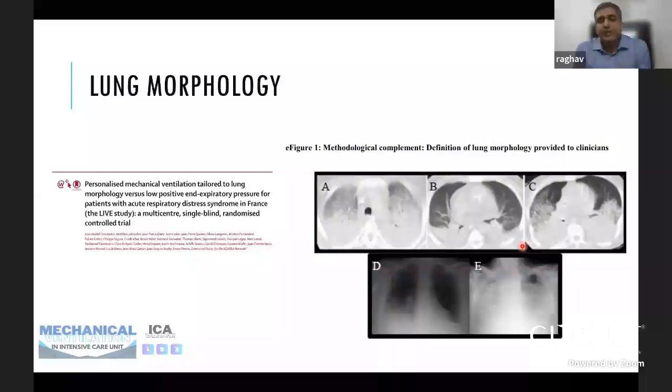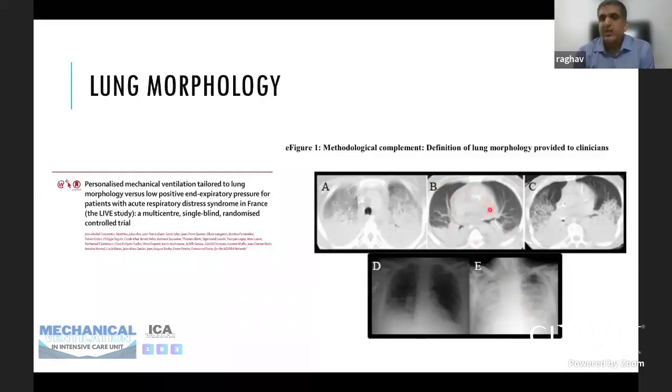Coming to the second method, which is based on the morphology of the lung. You see imaging of 5 different patients in this figure. Images A and C are 2 CT scans, and image E shows an X-ray. This shows almost complete opacification of the lungs, and this pattern is described as non-focal or diffuse ARDS.